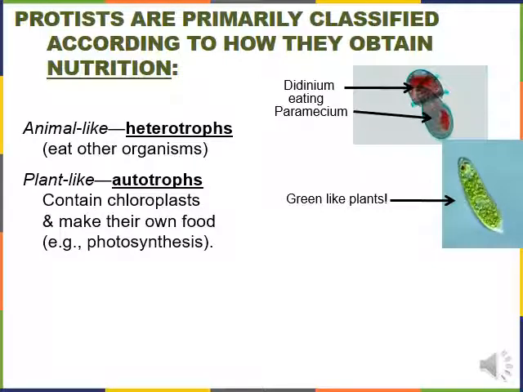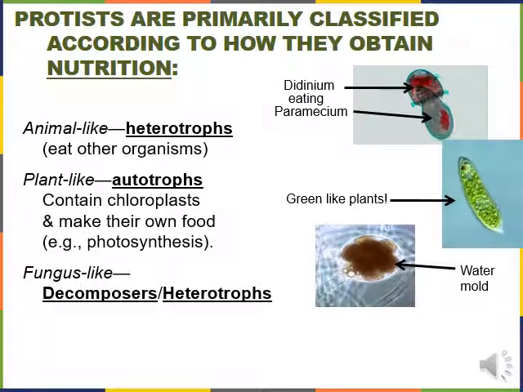So actually very similar to plants, hence the term plant-like. We're going to call that term autotrophic, the ability to produce their own food. We also categorize them as being fungal-like or fungus-like, and these are oftentimes thought of in terms of their ecological roles. So they might be decomposers, but they are a unique form of heterotroph, such as the water mold, Saprolegnia.